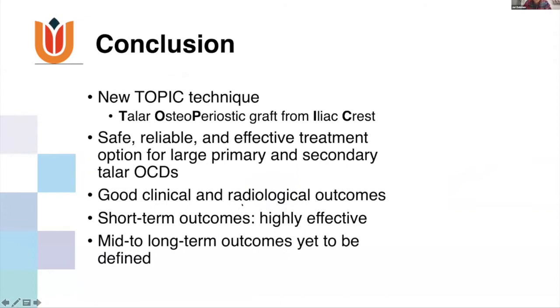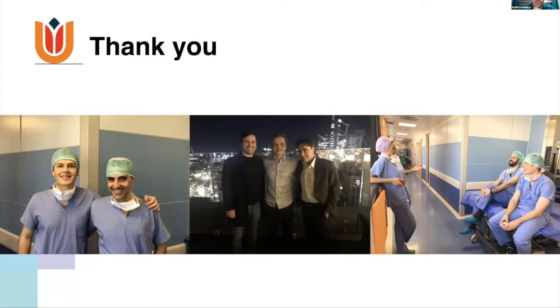So just to conclude and round up, this is the presentation of the new technique, the talar osteoperiosteal grafting from the iliac crest. It's a safe, reliable, and effective treatment option for both large primary and secondary osteochondral lesions. The clinical and radiological outcomes are quite promising and effective, and we just need to follow up these patients to see how they are doing over time and whether they progress into osteoarthritis in the long term. Thanks a lot again to the organizing committee, and if there are any questions, I would be happy to answer them.